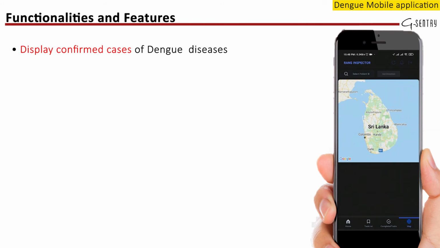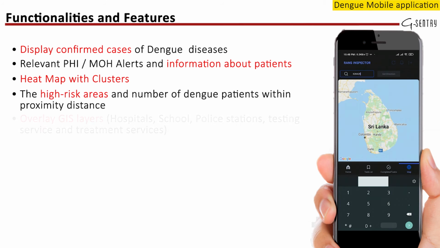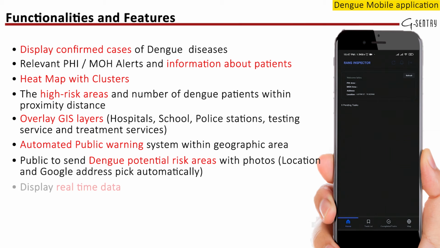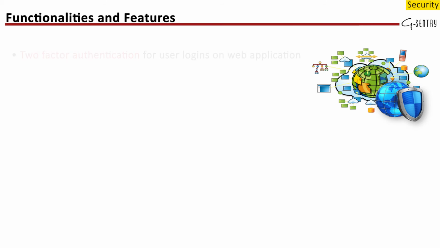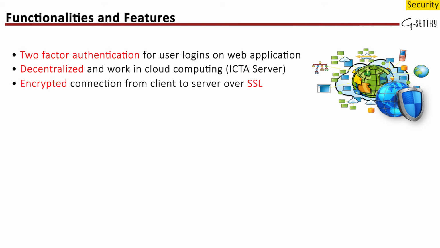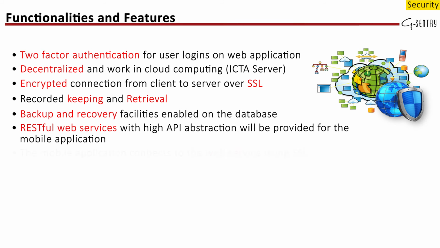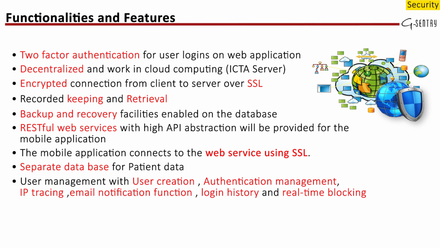PHI mobile application: display confirmed cases, information about patients, heat map with clusters, high-risk areas, overlay GIS layers, public warning, updating PHI area. In the security aspect we used two-factor authentication, decentralized and cloud-based work, encrypted SSL, keeping and retrieval, backup and recovery, RESTful web services API abstraction, a separate database for patient data, user management with user creation, authentication, IP tracing, email notification, and real-time blocking.